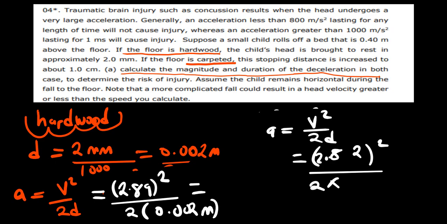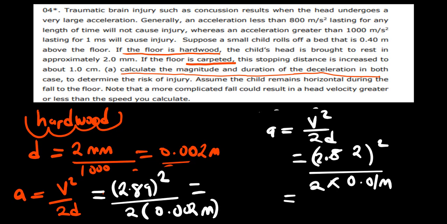For the carpeted wood, we found it was 0.01 meters. Then when you calculate that, you also find your answer. So now we found the decelerations for the two scenarios. Then what other question do we have? Calculate the magnitude and the duration in both cases. So we found the magnitude in both cases. When you solve that, you're going to find the answers.